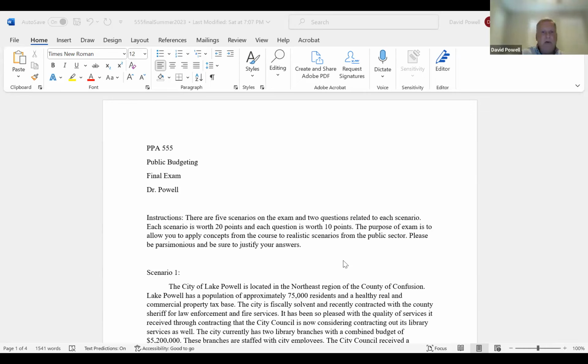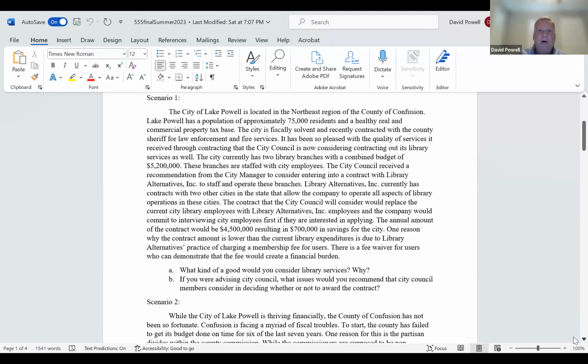In scenario number 1, you have the city of Lake Powell. I get to name it after myself. So the city of Lake Powell is located in the northeast region of the county of Confusion. Lake Powell has a population of approximately 75,000 residents and a healthy real and commercial property tax base. The city is fiscally solvent and recently contracted with the county sheriff for law enforcement and fire services.